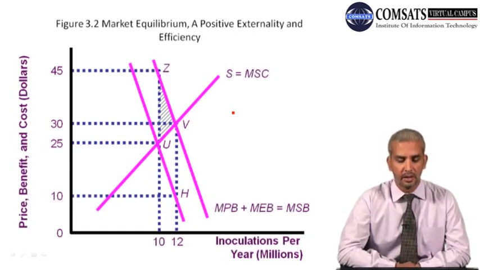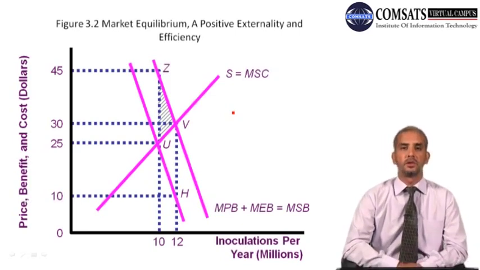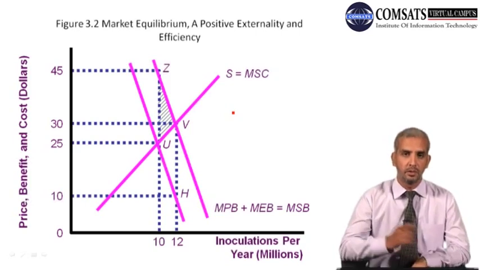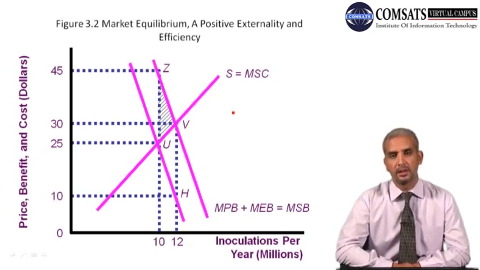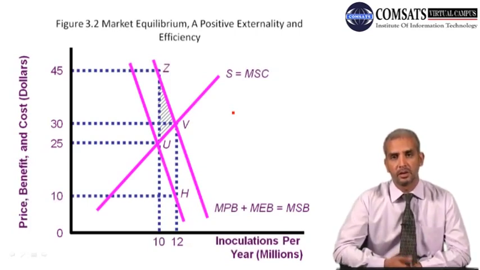per injection. Now, in this case, there is a positive externality, and the marginal social benefit, which is the sum of marginal private benefit plus marginal external benefit, is at point Z, and the price is 45. At this point, marginal social benefit is greater than marginal social cost. So, I hope you are repeating after me, what is the effect on the market when marginal social benefit is greater than the marginal social cost?